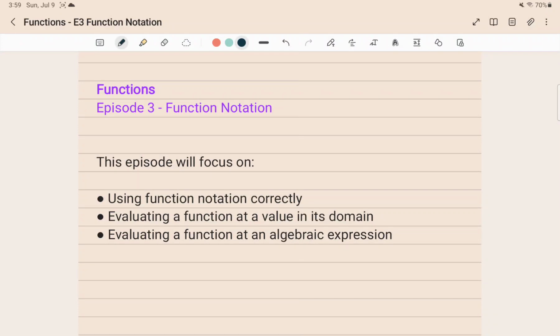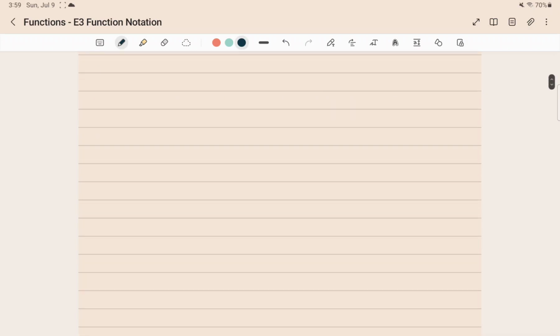The right place. This episode will focus on using function notation correctly, evaluating a function at a value in its domain, and evaluating a function at an algebraic expression. I'll start by providing a short lesson and then walk through a few sample problems. Let's get started.